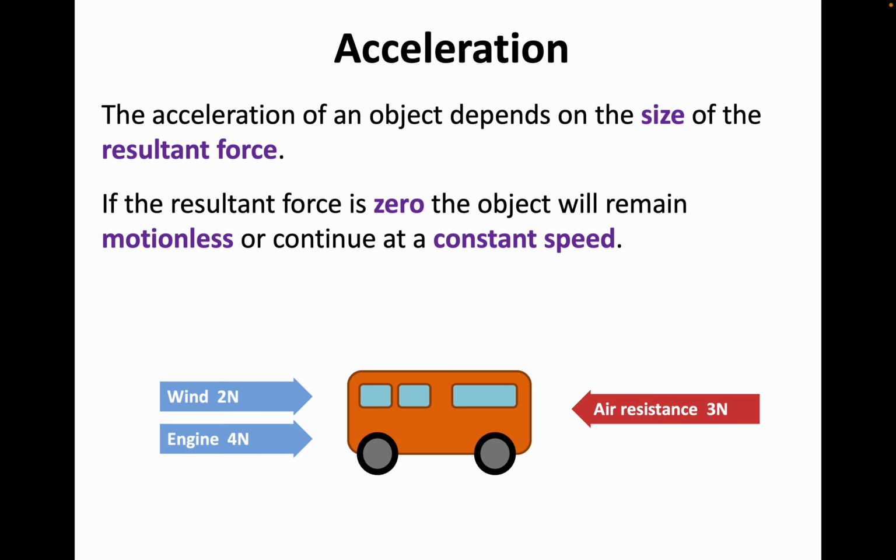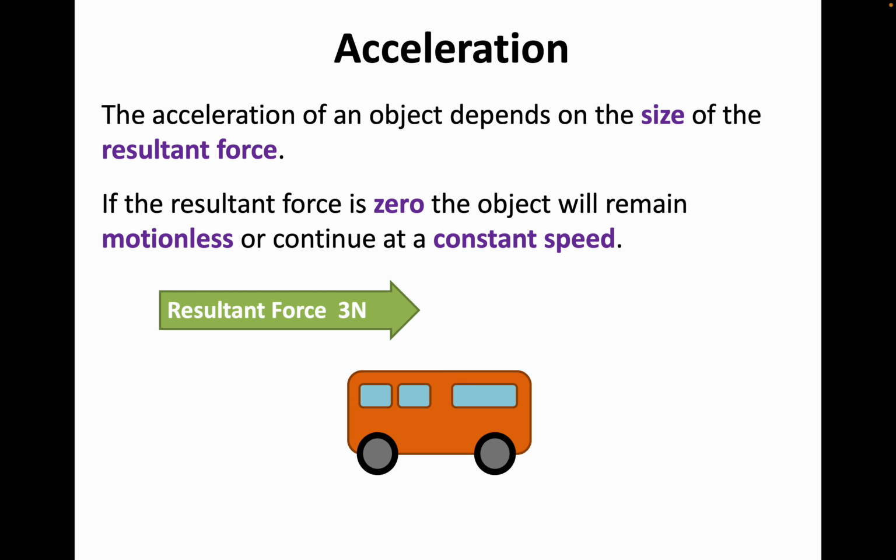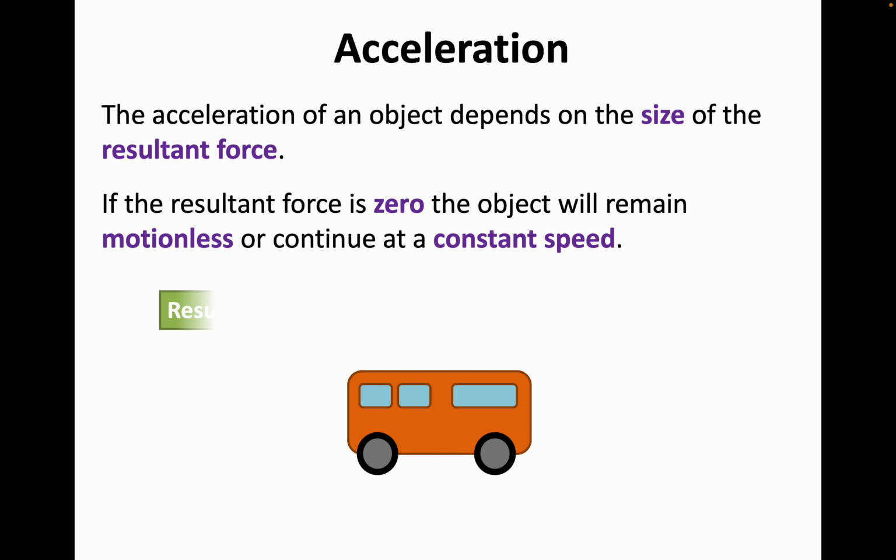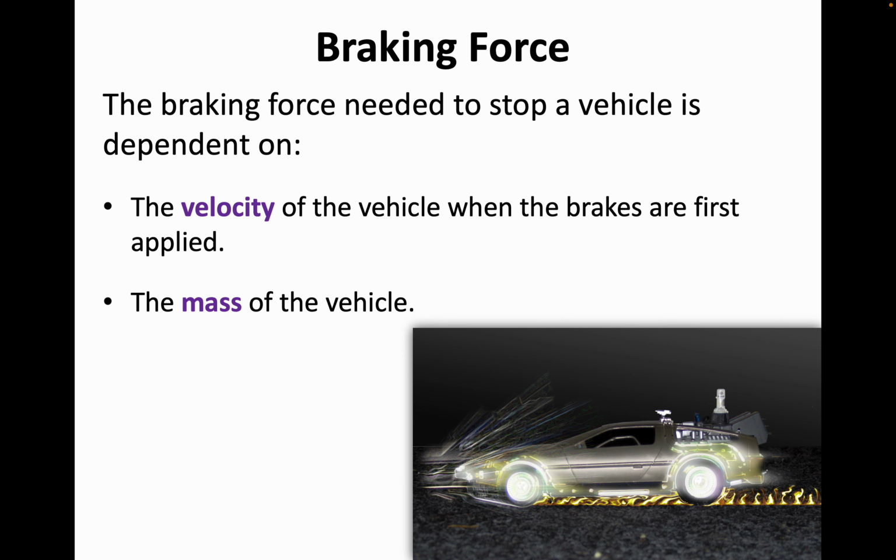Okay? All right, so the resultant force, as you see, is 6 newtons in the blue arrows to the right, 3 newtons in the arrows going to the left. The difference is a resultant force of 3 newtons. Once we know the resultant force, and if we know the mass, you will be able to work out the acceleration. Now, braking is exactly the same as the resultant force, this time against the motion.